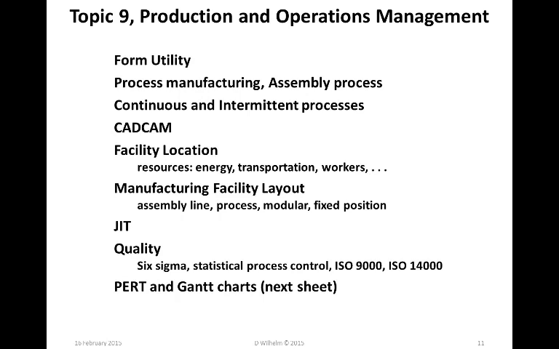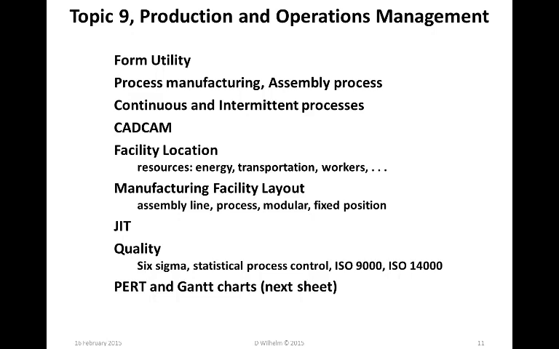Form utility is the utility that's provided by the manufacturer. There are 6 in all. The others are provided by the intermediaries. Process manufacturing changes the nature of a material, for instance, frying an egg. An assembly process assembles bits and pieces, and it is able to be taken apart or disassembled.